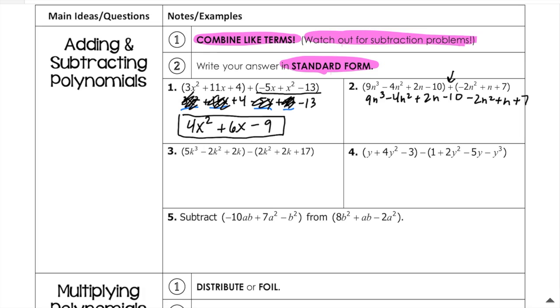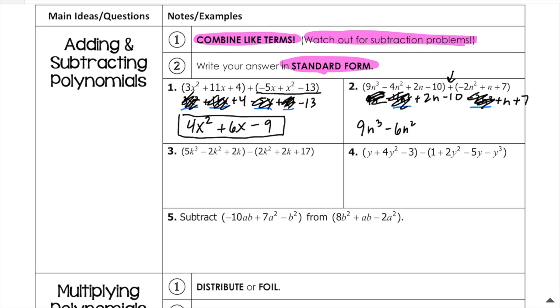So let's go ahead. Let's identify what looks similar. So I have 9n to the third. That seems to be the only one, that's the only third. Okay, so I got 9n to the third. Going to cross them out. Let's look for squared. Here's a squared. Here's a squared. So negative 4n squared minus 2n squared will give me a negative 6n squared because we're just getting more negative. Cross them out.